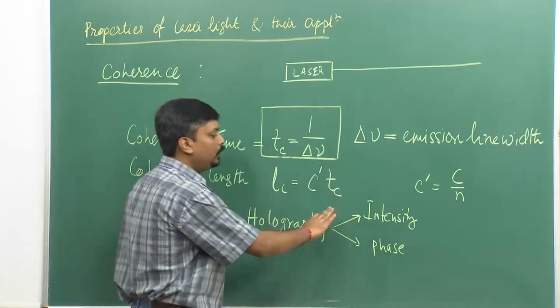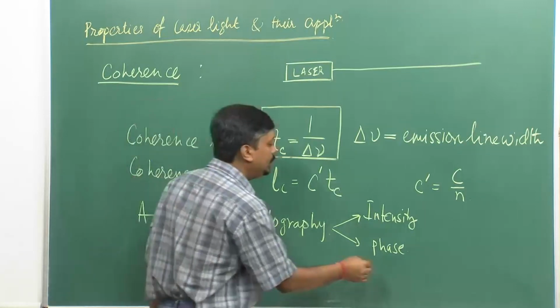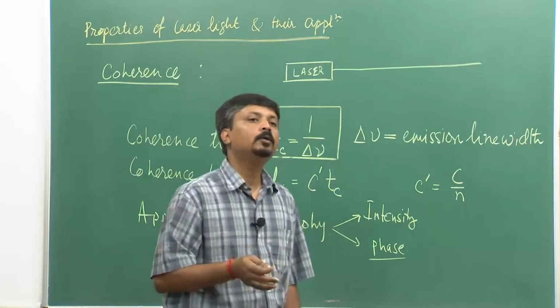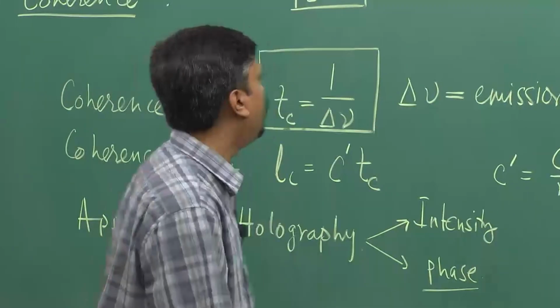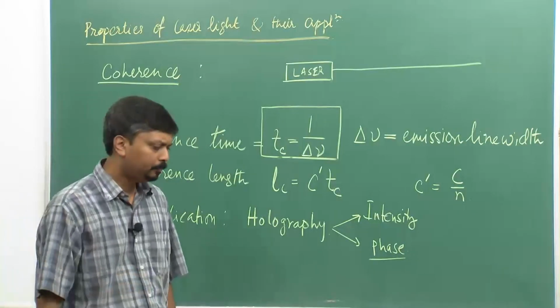which is not there in conventional photography, the photography that we do, even using our cell phone camera. There we do not require any phase information. In case of holography, we need this phase information. So, in this particular case we have the application of the coherent nature of laser light.